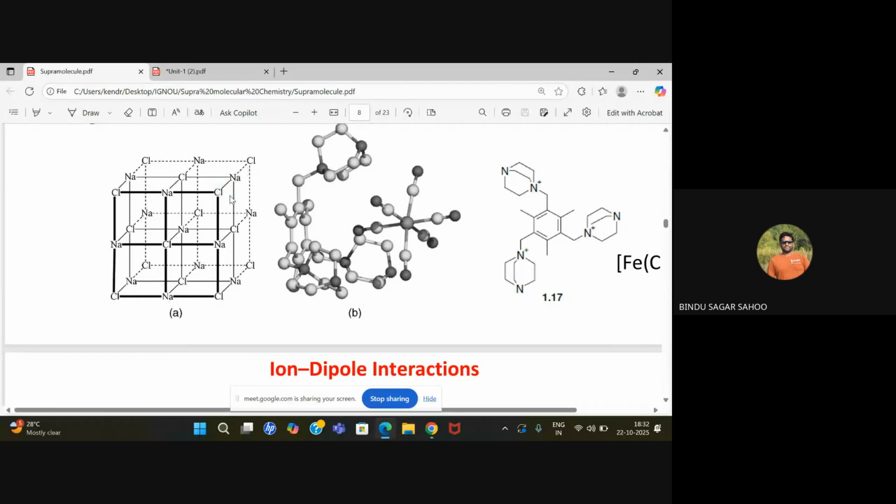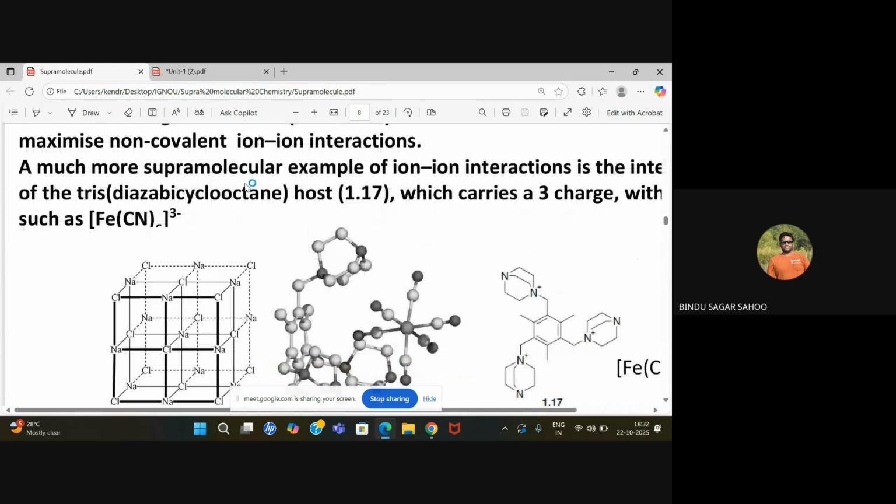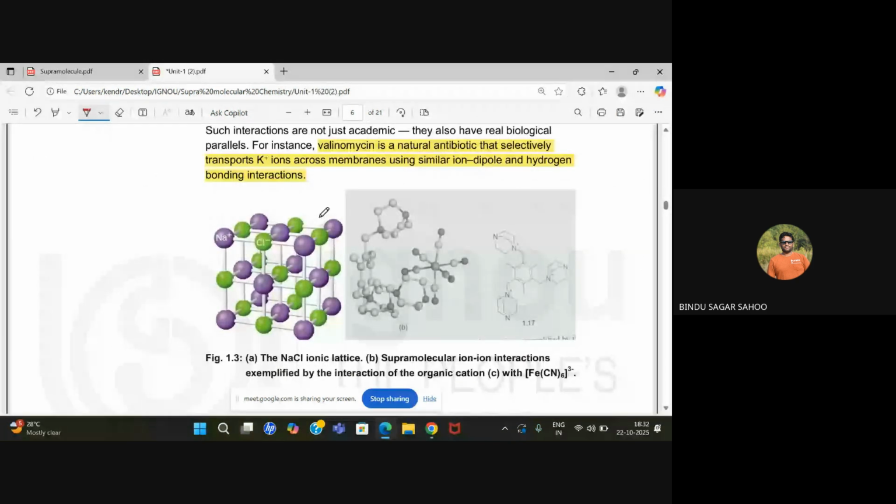You can calculate the force of attraction just by applying Coulomb's formula. The Coulomb's law formula, which you read in physics, is Q1 Q2 divided by 4 pi epsilon 0 R square. Yes or no? So this is ion-ion interaction. This is simply called ion-ion interaction. Here you can check also: the green balls are the chlorine centers, and the blue balls are the sodium centers, or positive centers.